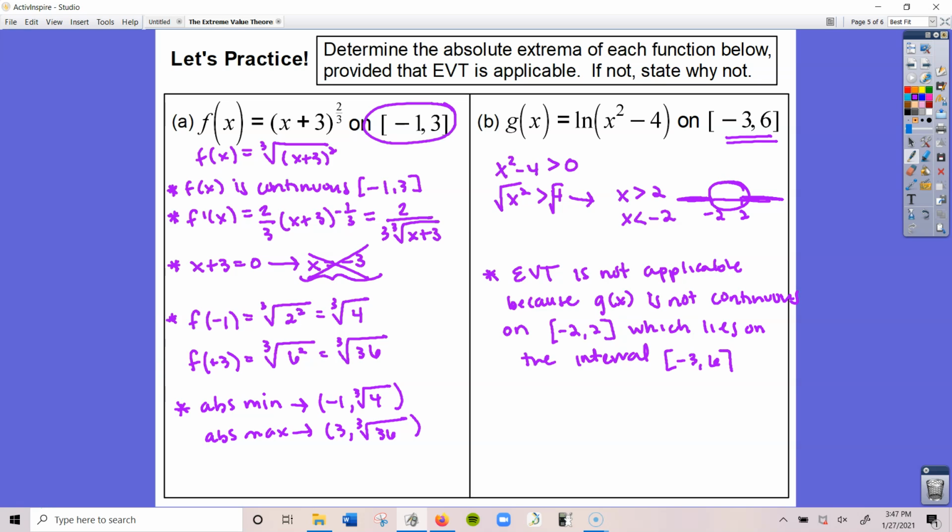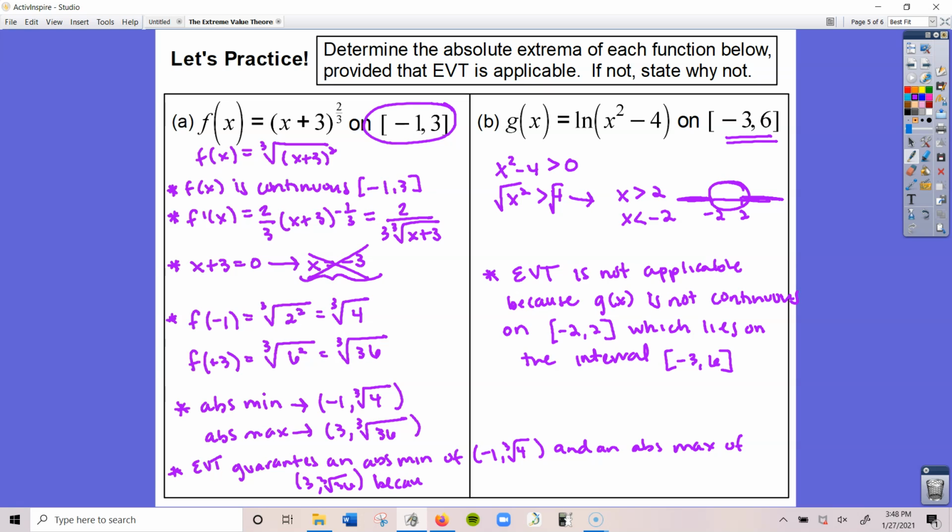Now I forgot to mention, if we have to justify our answer for, let's say, A, we would say EVT guarantees an absolute minimum of -1, cube root of 4, and an absolute maximum of 3, cube root of 36, because f of x is continuous on the interval -1 to 3.